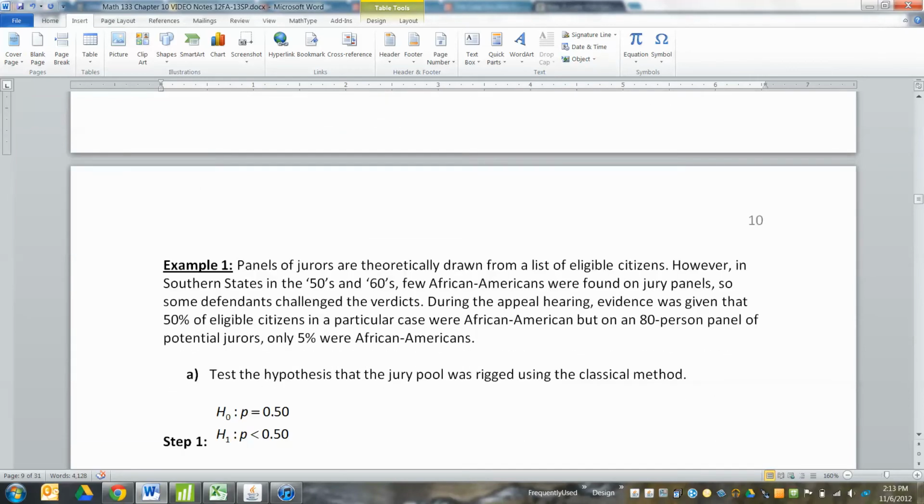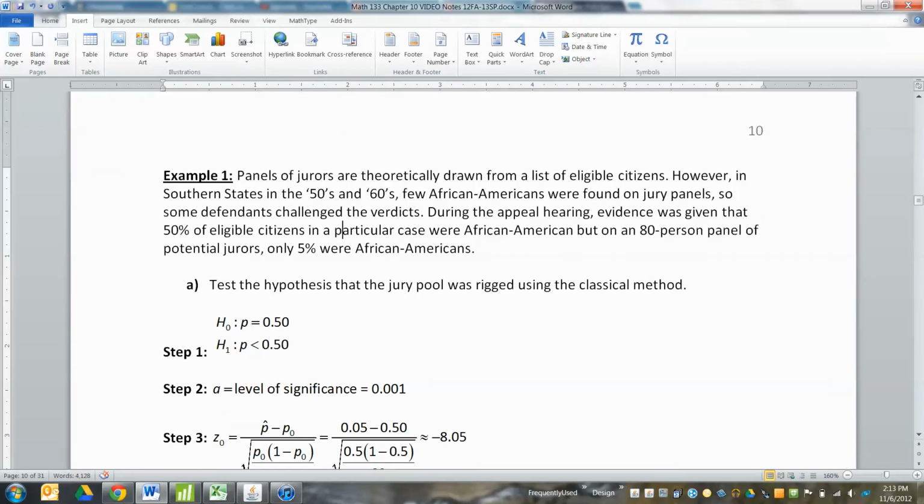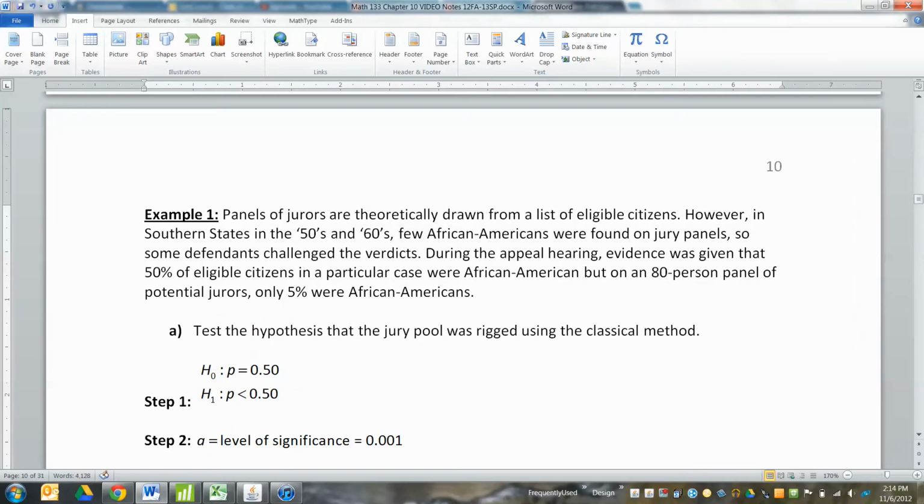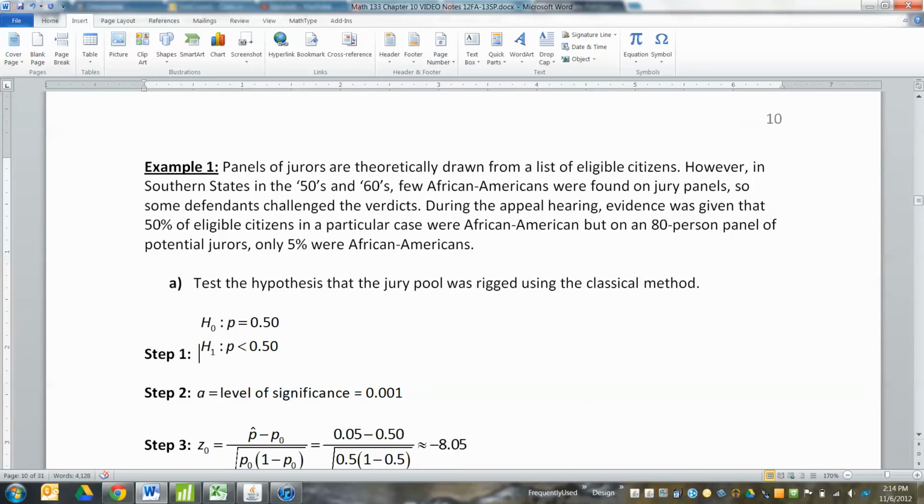All right, let's go back to our panel of juries, shall we? If you recall, this was the Southern States African American jury panel. It should have been 50% because 50% of the people in the county, for example, were African American. But on an 80-person panel, only 5% were African American. That's problematic. So we want to test the hypothesis that the jury was rigged using the classical method here. This one says classical, so we're going to stick with it.